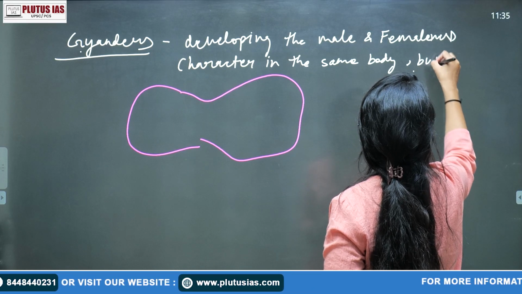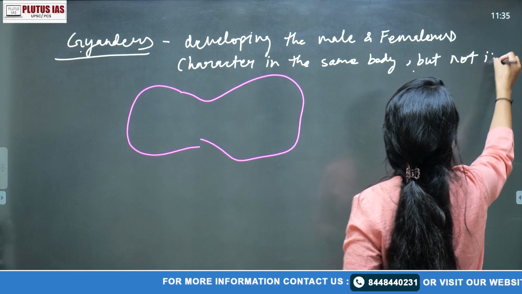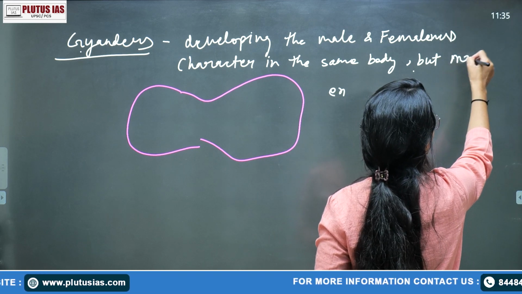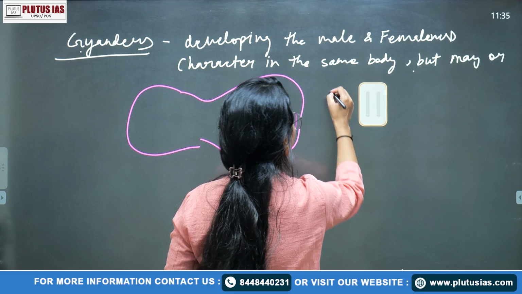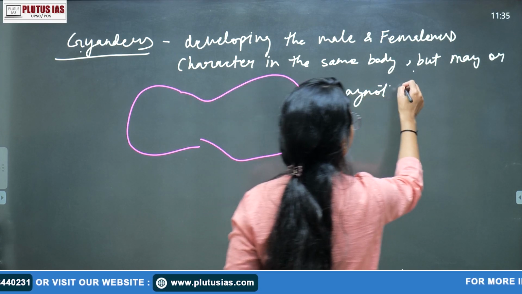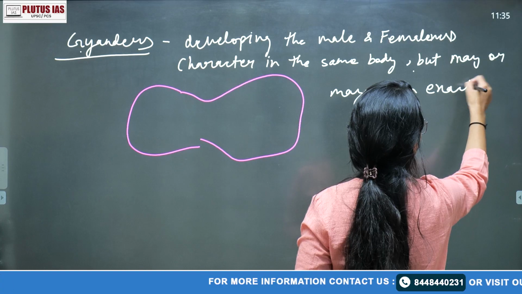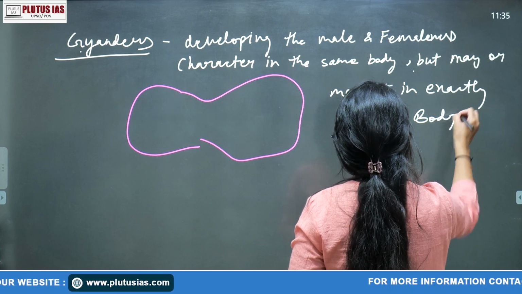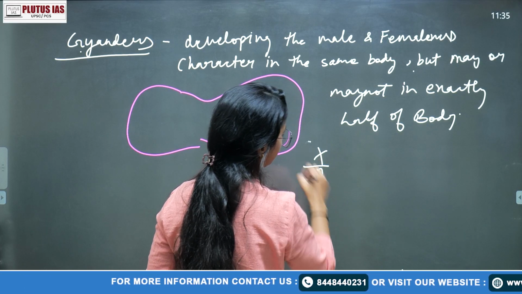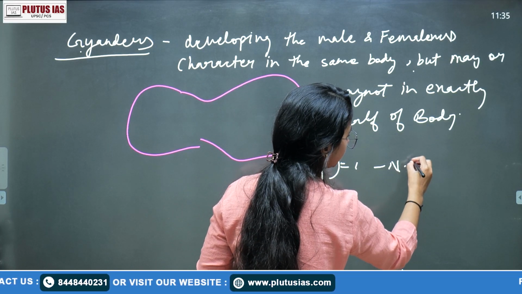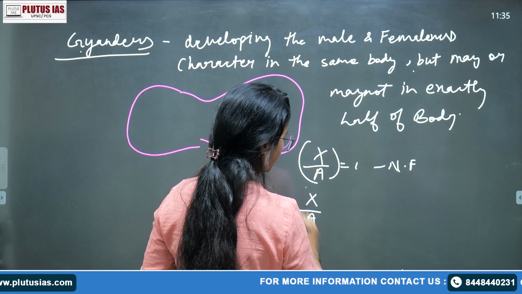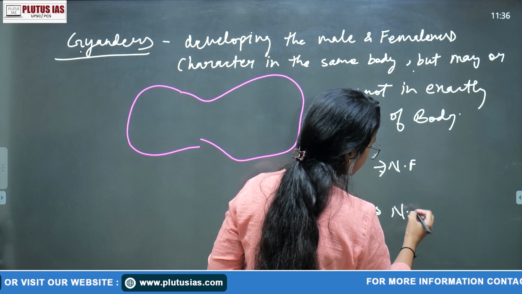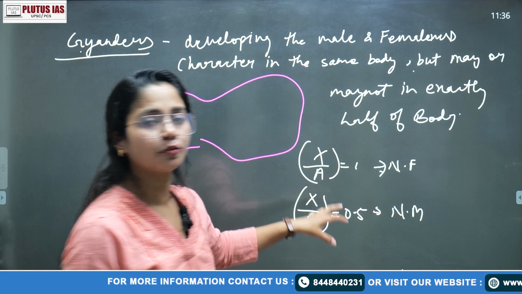But not in exactly halfway, but may or may not. Actually, sometimes it's exactly half, but it may not be exactly half of the body. When it happens, this is also again about the X upon A ratio. If it is equal to 1, then it is forming the normal female, है ना? And if the X upon A ratio is equal to 0.5, then it is forming the normal male. But sometimes what happens in the similar body, the ratio becomes changed, okay.